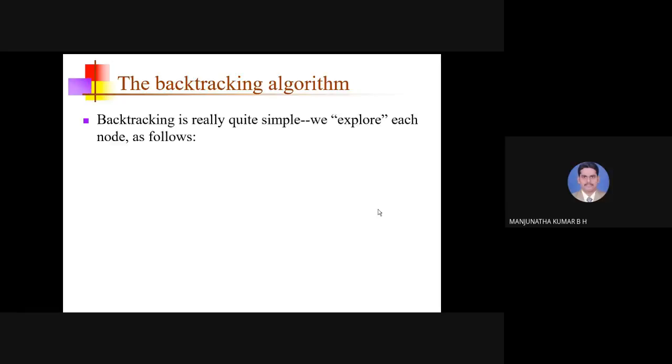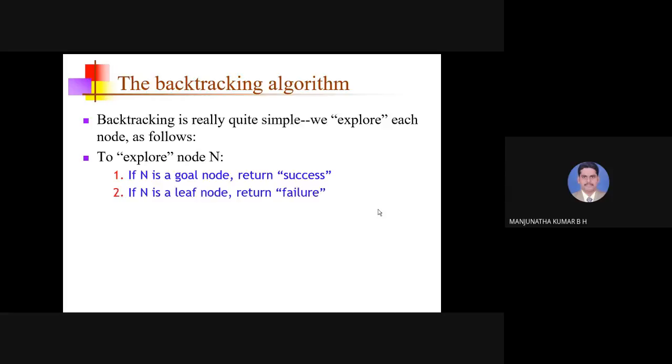Backtracking is really very simple. Here we have to explore each and every node of the state space tree as follows. This is the very first step: to explore the node n. Exploring the node n means making choices in the current stage. First, if n is a goal node, meaning the node you are exploring itself is a goal node, then return success. If n is a leaf node, then return failure.